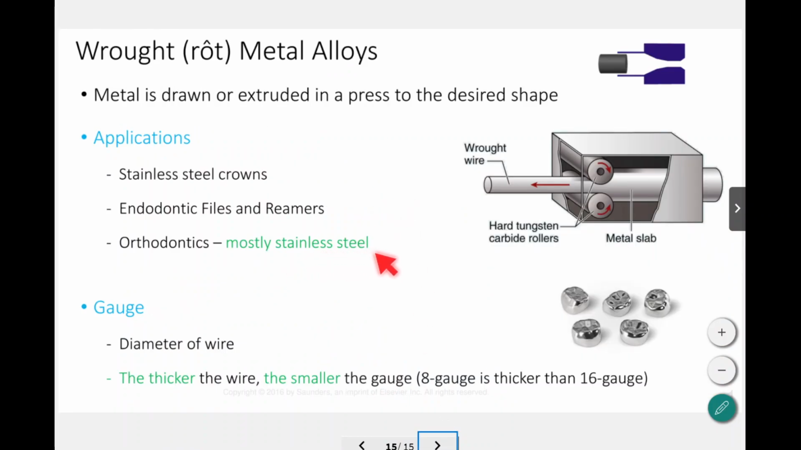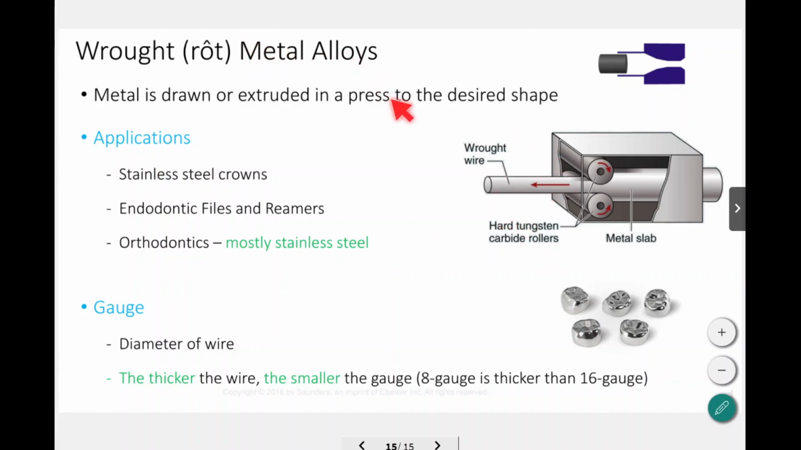And that is our last slide. We have also wrought metal alloys, and these are technically either pressed or extruded. So you can see we have a metal slab, and then they put it under pressure and into something, and they technically pull it out, and that's how you get that type of metal alloy. After the metal alloys are formed, they're pulled or drawn with a press to make them into a specific shape. That's what we usually make the orthodontic wires from, and they're usually stainless steel. That's where we make the stainless steel crowns from as well.